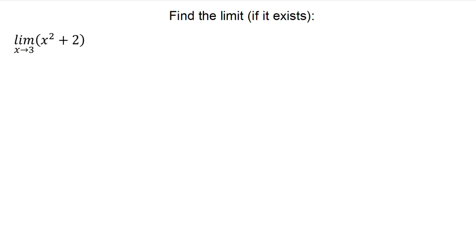All right, this is our walkthrough for the homework assignment titled Limits and Continuity Extra Practice. So we're going to start off real easy here for the first few, and then we'll get progressively more difficult.